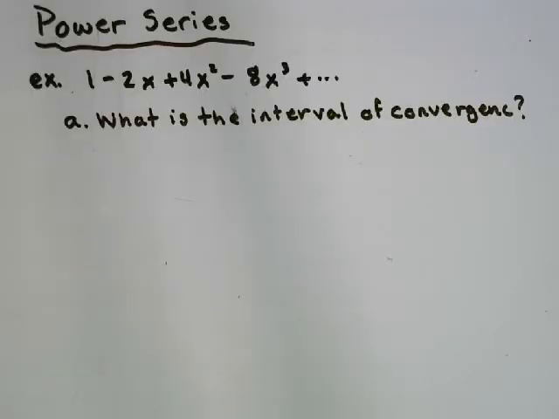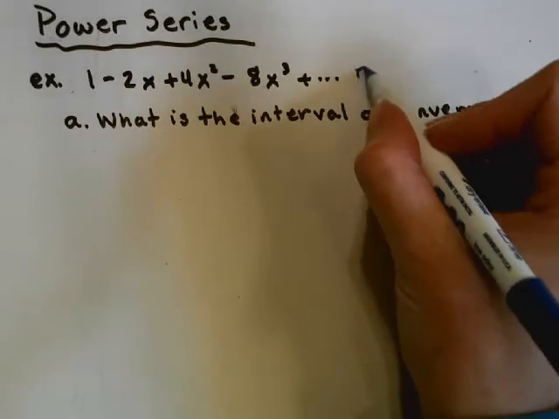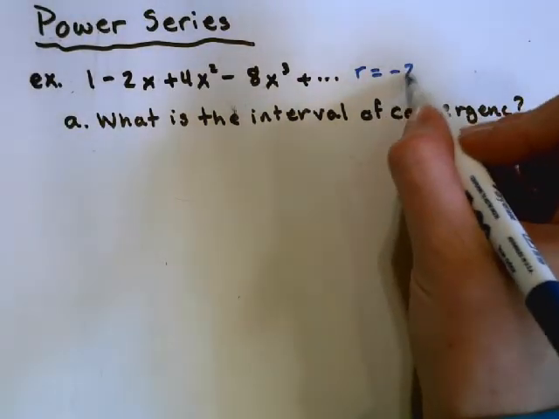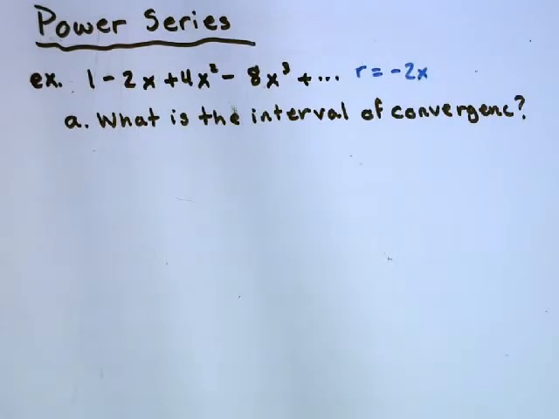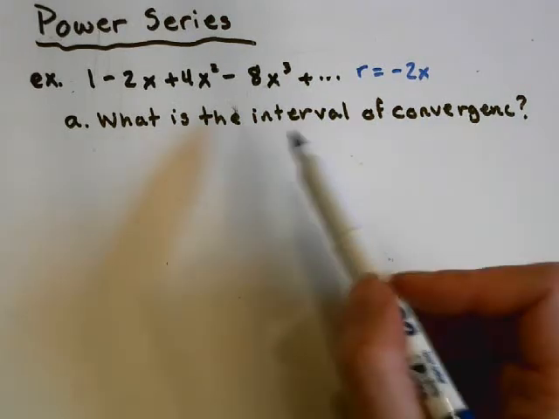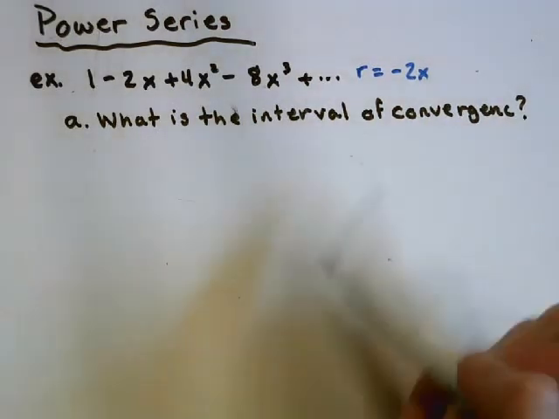So let's look at a different series. We've got 1 minus 2x plus 4x squared minus 8x cubed and so on. So this is an infinite geometric series. The common ratio is going to be -2x. So we will be able to find the sum, and that'll be our next step. But first we want to identify the interval of convergence.